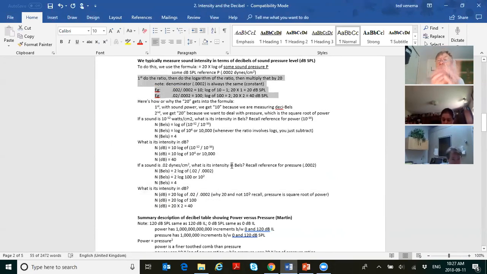This is giving you two examples, and it's the two examples we just did. For example, the top one. If the pressure was 0.002 dynes per centimeter squared, you can see how we first did the ratio. We got 10. Then we did the logarithm of the ratio. We got 1. Then we did 20 times 1, and you got 20 dBSPL. A second example, if the pressure against your eardrum was 0.02 dynes per centimeter squared, you put that over 0.0002, you get 100. What's the logarithm of 100? 2. What's 20 times 2? 40. And so on.